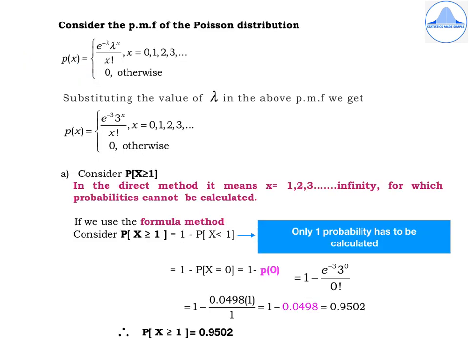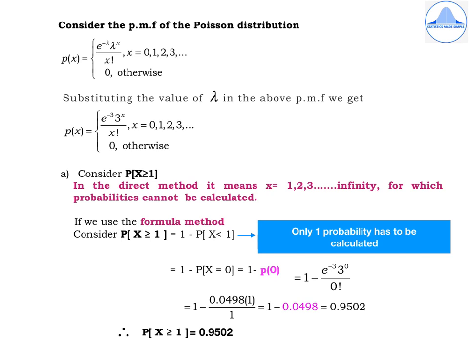So writing the p.m.f. for the Poisson distribution with lambda equal to 3, we get p of x equal to, open the flower bracket, e to the power minus 3, 3 to the power x divided by x factorial, where x takes the values 0, 1, 2, 3, and so on, and 0 otherwise.